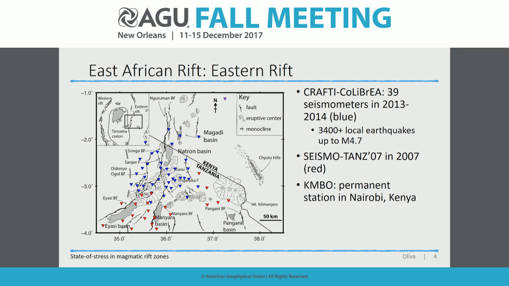There was also an array out during the time of the 2007 diking. That's the red triangles down here, but they were all to the south. And just for reference, I will also be mentioning this station later on. This is KMBO. It's the nearest permanent station, and it's in Nairobi.